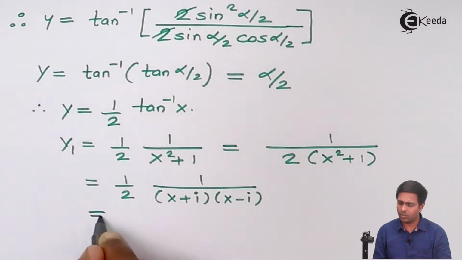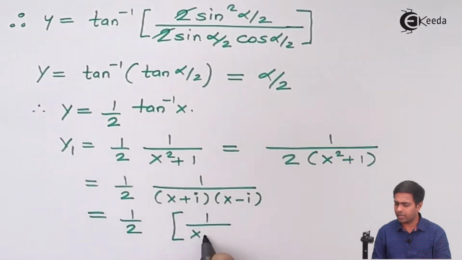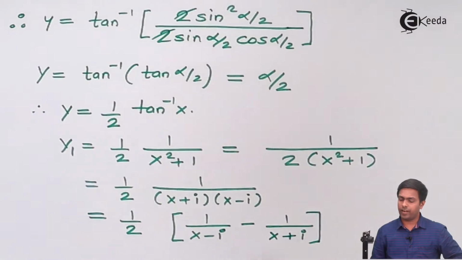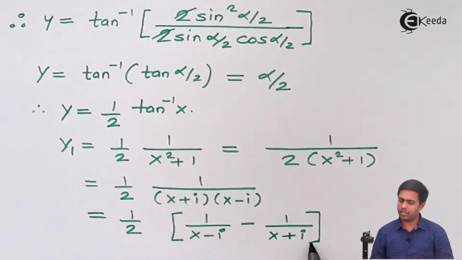So I'll first write down that half as it is. Then we will write this as 1 upon x minus i minus 1 upon x plus i. Now guys, if I find out the LCM of this term, then the LCM should be the original term again. So for that I'll do the cross multiplication and multiply the denominator. By multiplying the denominator I'll get this term again. If I do the cross multiplication, we will get x plus i into 1, and this will be minus x plus i.